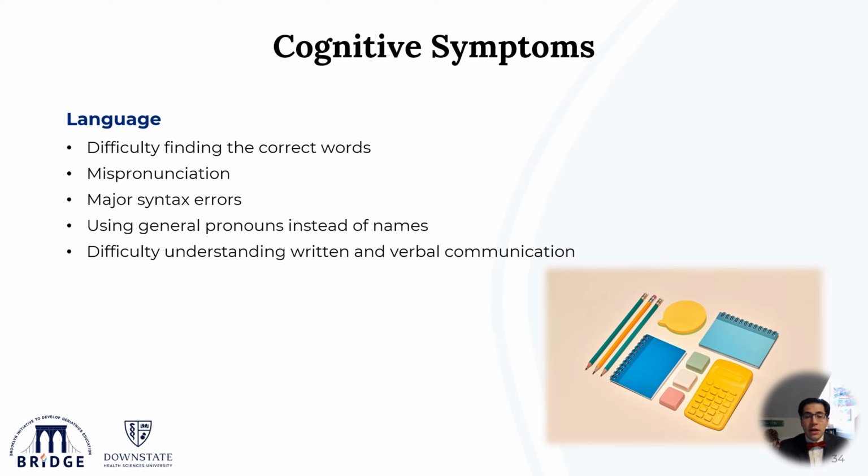Language. Language, most common symptom is difficulty finding the correct word, difficulty naming objects and people, mispronunciation of some words. They may have some major syntax errors when they write or talk. They have difficulty understanding written and verbal communication in severe cases.